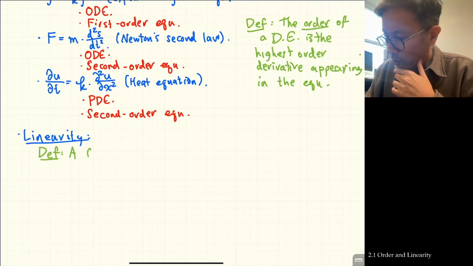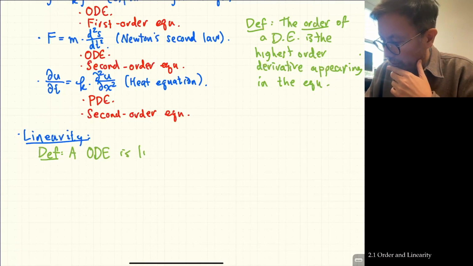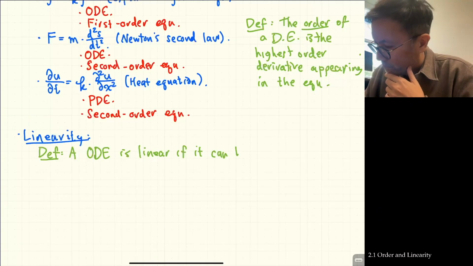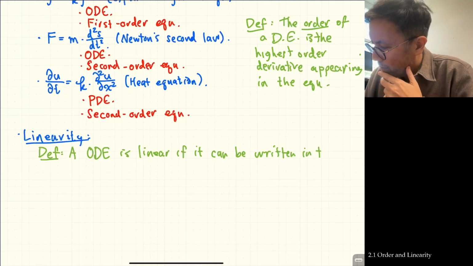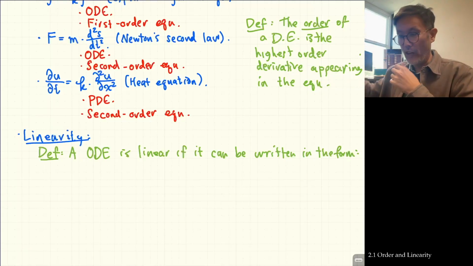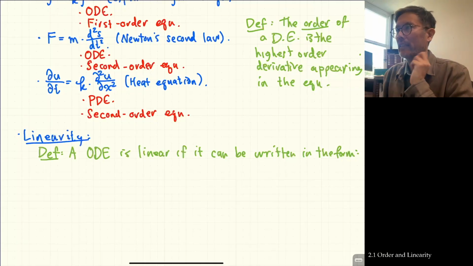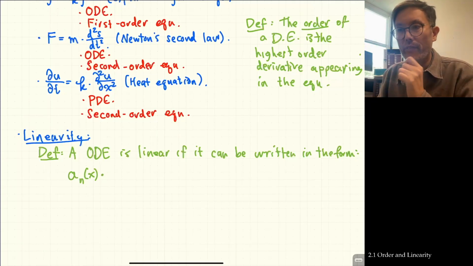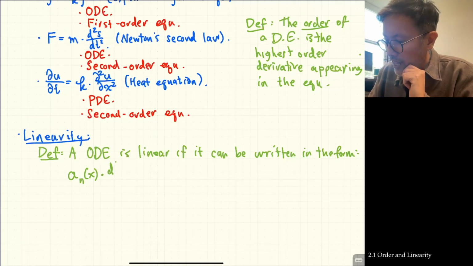An ODE is linear if it can be written in the form, and I'm going to write the form for you now. So we're going to have n plus 1 functions, which are going to be denoted by a. So we're going to have a sub n of x times the nth derivative of y, so d^n y / dx^n.